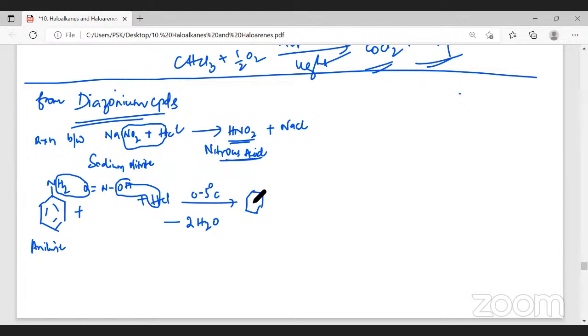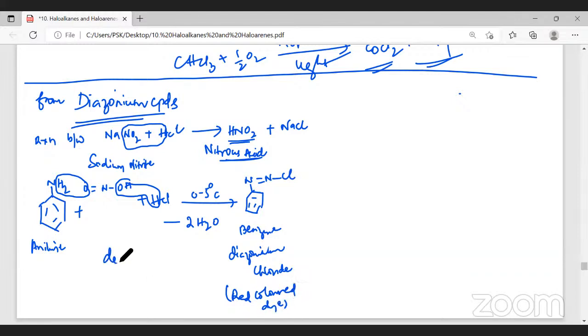So what is left out? I have a benzene ring like this. You have nitrogen here, a double bond nitrogen here, and you have a Cl. This is called benzene diazonium chloride. It is a red colored dye. This reaction is called diazotization. So formation of a dye will be called a diazotization reaction. Benzene diazonium chloride is red in color.